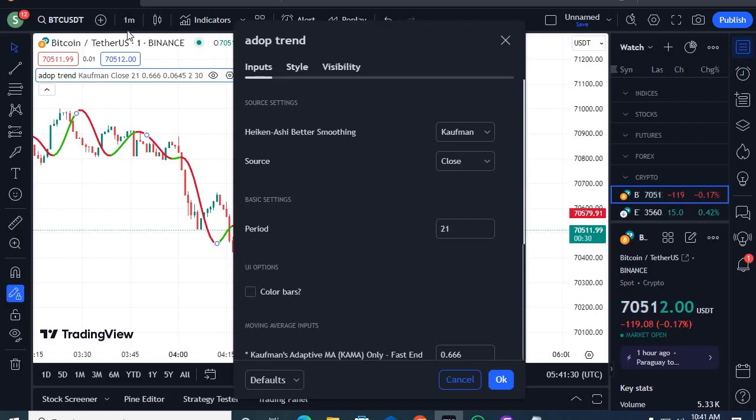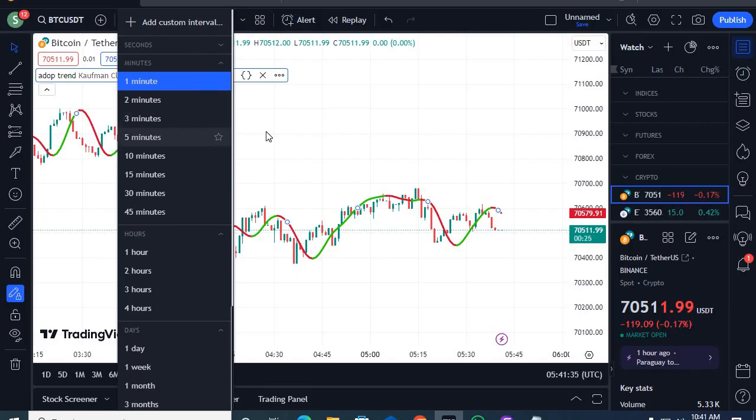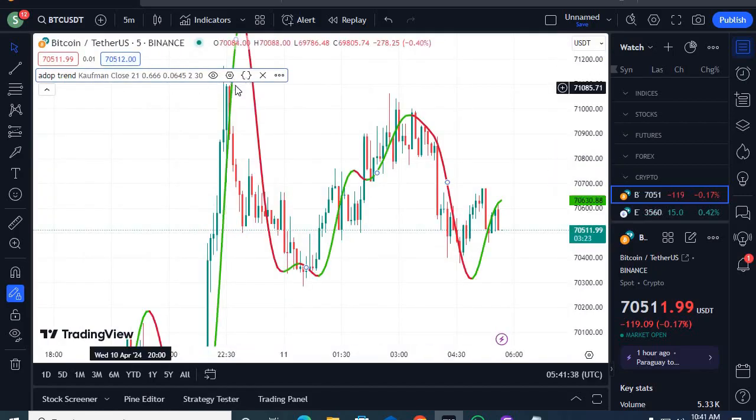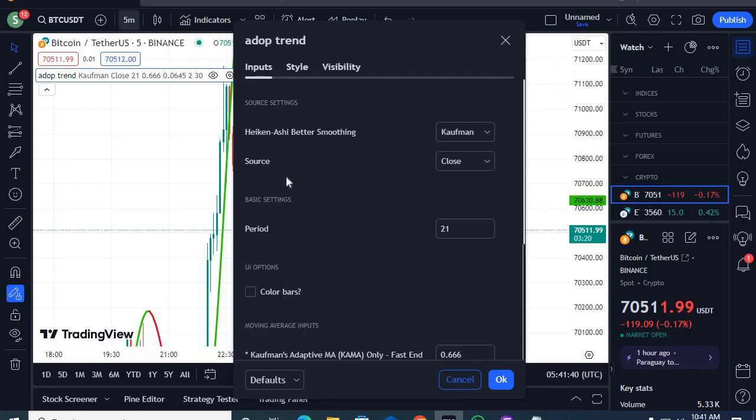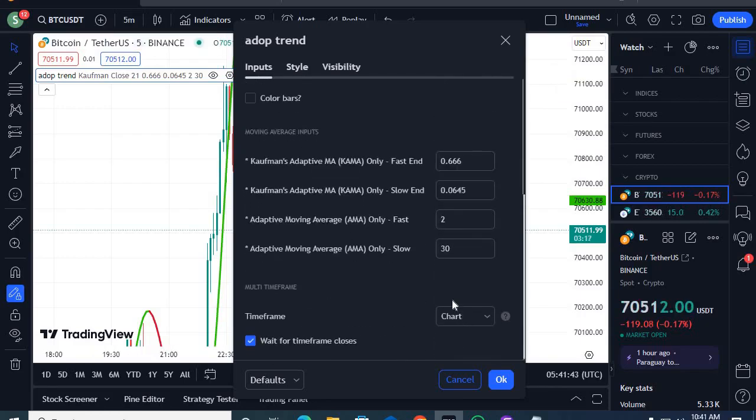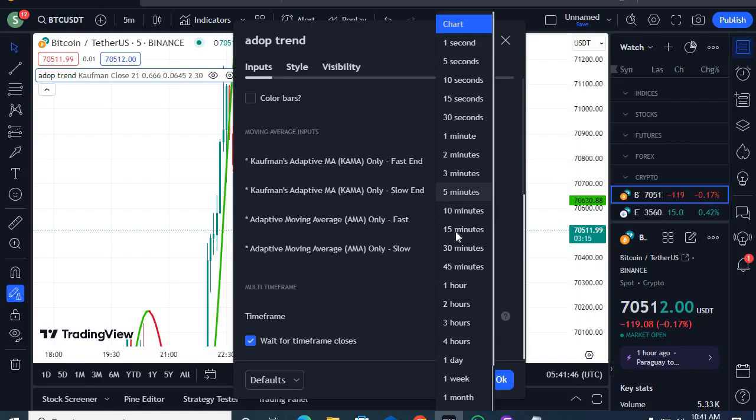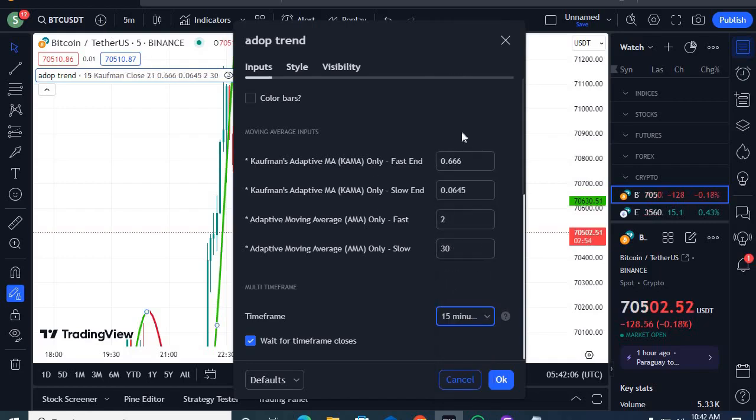So just go to settings, and we are using the 1 minute time frame, but we will not use 1 minute. We need to use the 5 minute time frame, and then go to settings. If you are using the 5 minute time frame, then you need to select 5 minute to 15 minute here. Okay, and if you want to use 15 minute, you need to select 30 minute. If you want to use 30 minute, you need to select 45 minute, and if you want to use 45 minute, you need to select 1 hour. So select one time frame higher. Okay, so we are using 5 minutes, so we need to select 15 minute, and then go to upper.